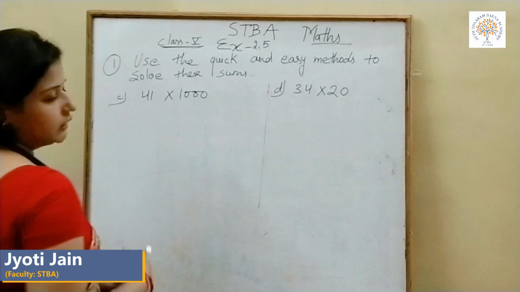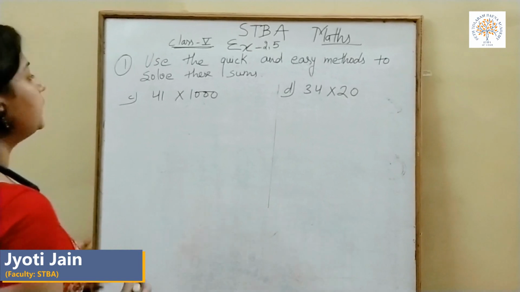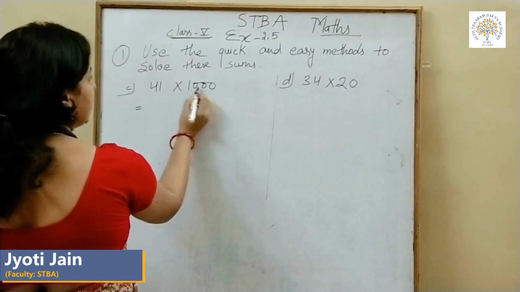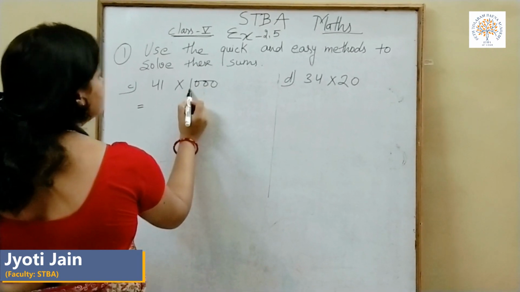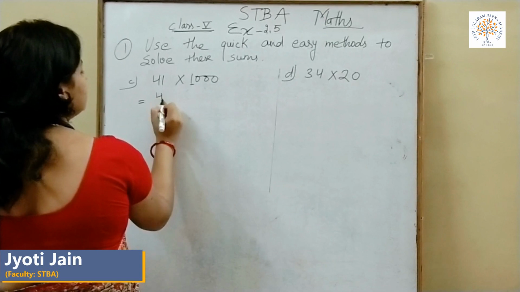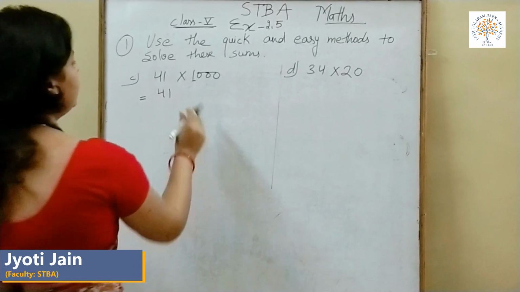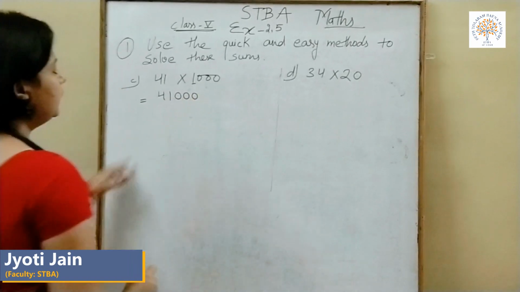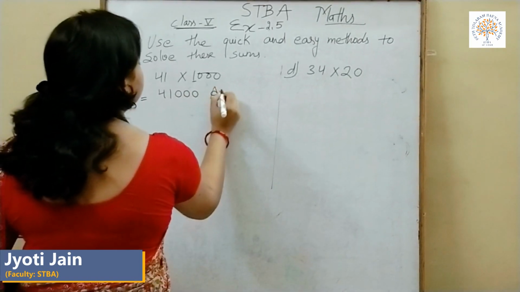Next is 41 multiplied by 1000. So just like the previous rule, multiply by 10 or 100, if a number is multiplied by 1000 or a multiple of 1000, first of all 41 will be multiplied by 1. So we will get 41, and it will be followed by 3 zeros. So the answer will be 41,000.